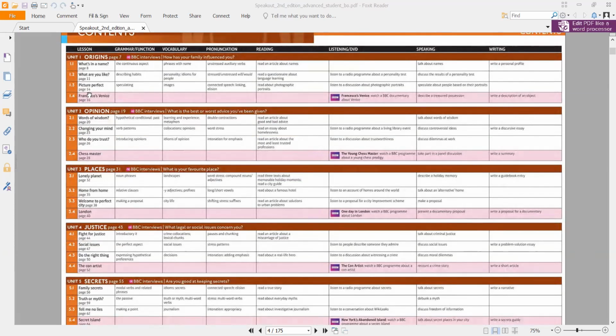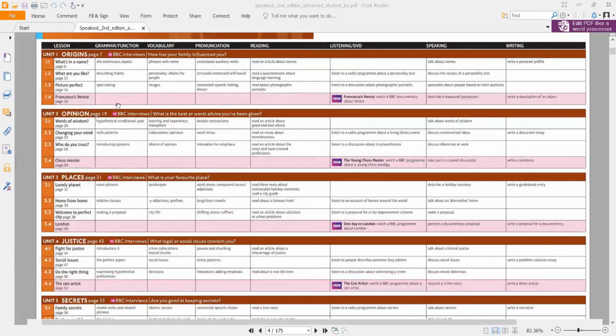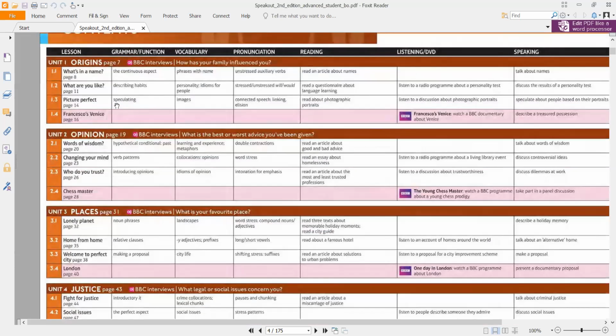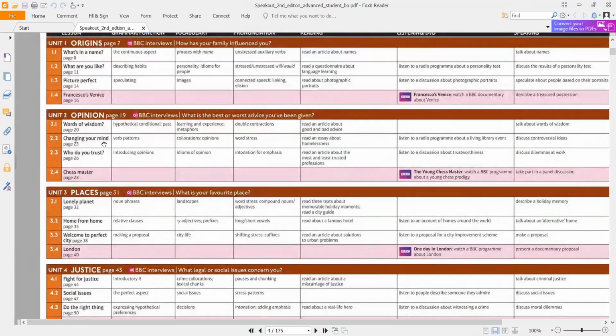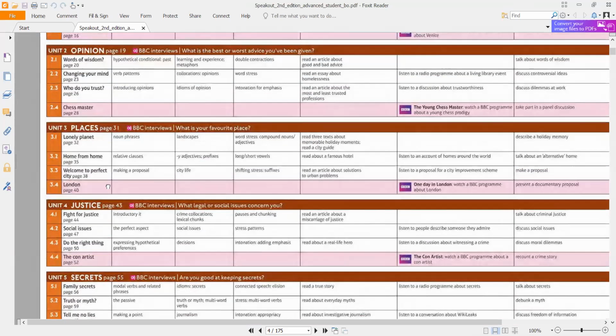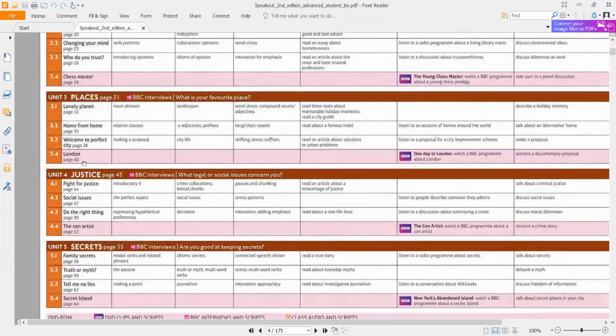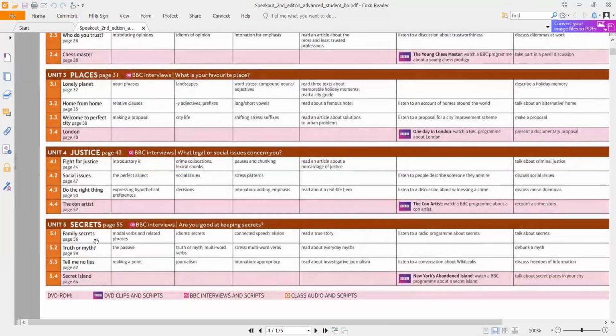So for the first unit, we have the title Origins, and we will see in a minute what we're going to work on during that unit. The other one is named Opinion, and the third one Places, obviously about countries. Then you will have Justice, and finally Secrets.